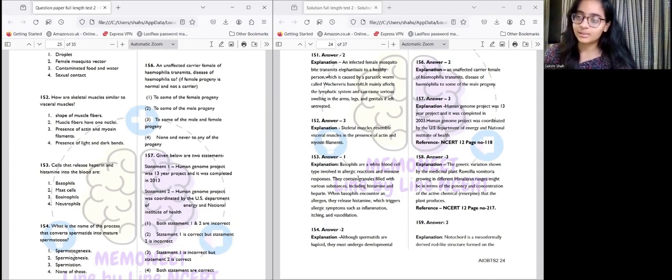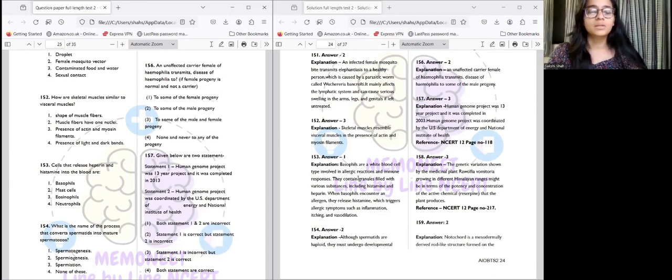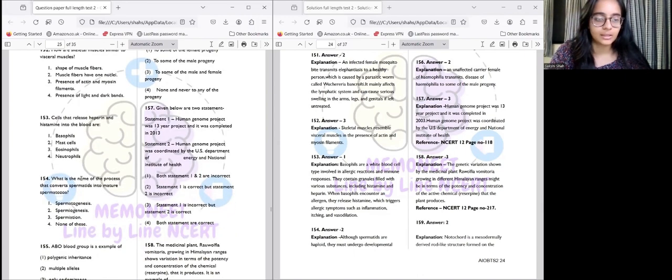So they'll get degranulated, and what will they release? Histamine, which triggers an allergic response. So this will cause the inflammatory process to occur. So hence, basophils are the cells that release heparin and histamine in the blood.